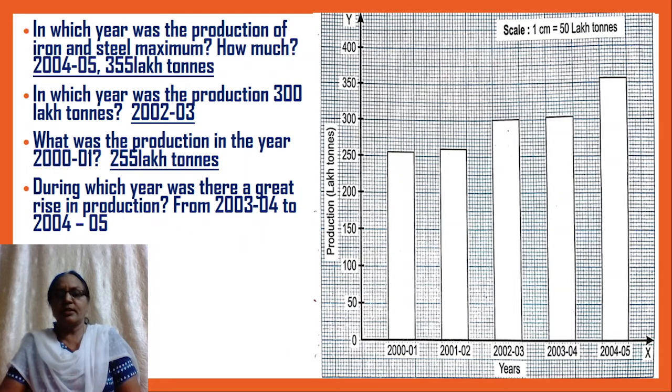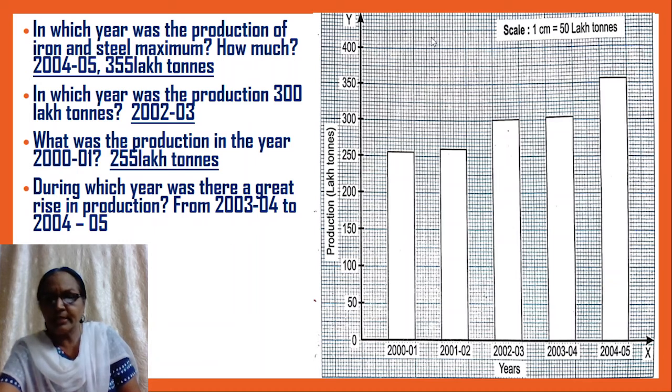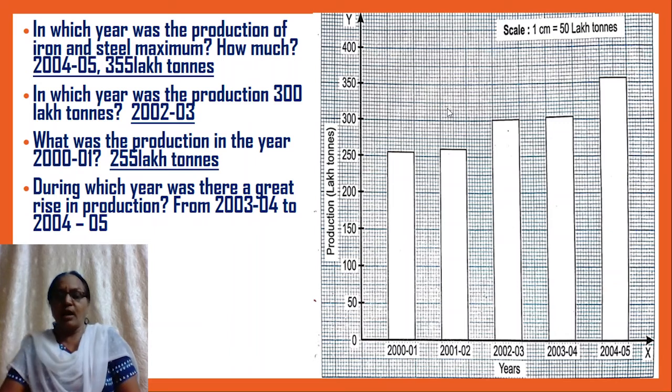The next graph. Can you tell me what this graph is? Yes, this is a bar graph. Okay, and as I said, the length of the bar is proportional to the quantity that it represents. This is the length of the bar here. So what does this graph show? This is a bar graph, and it shows the production of iron and steel in lakh tons.